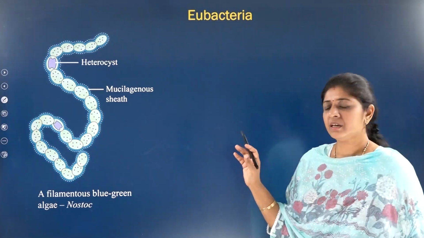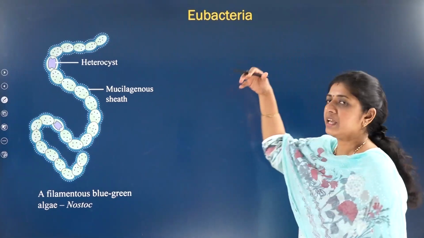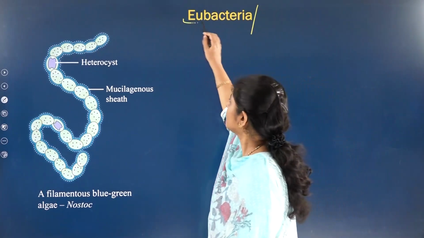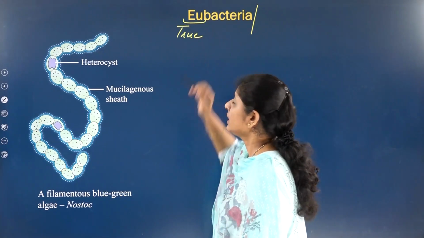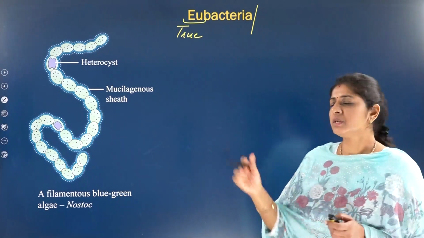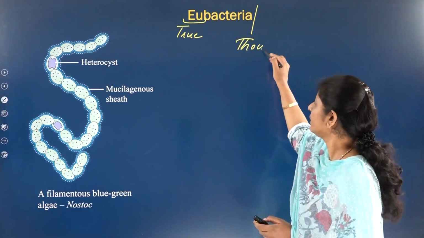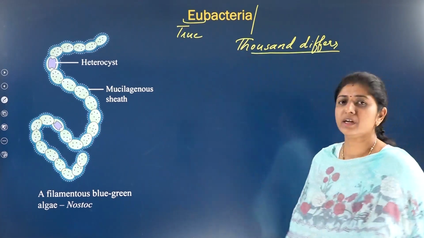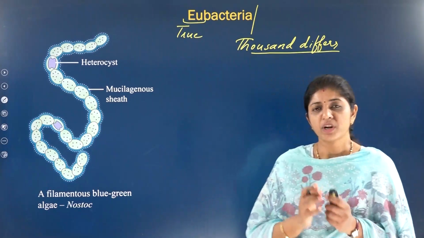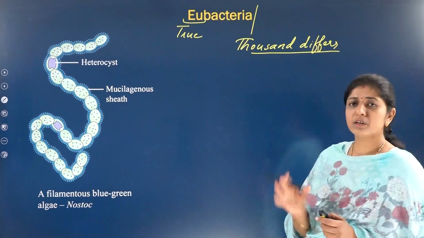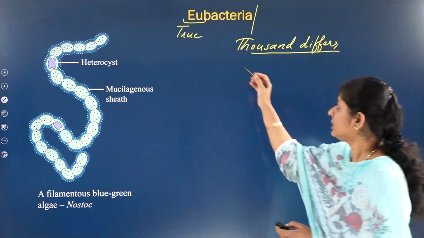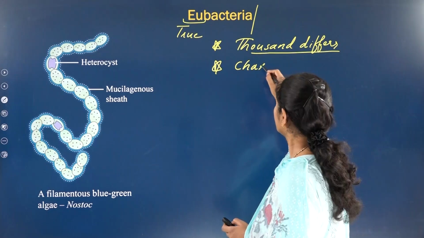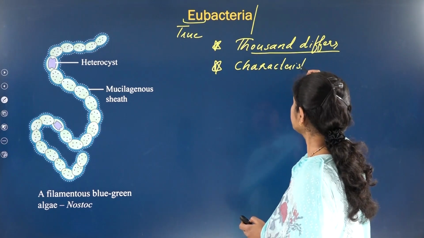For the EUBACTERIA, let's take its normal features, like generalized features. Why is the name given so? The U stands for true. This is the true bacteria which makes thousands of different types. Right? Means they are in a large number of different types. The monerans are mainly made up of this EUBACTERIA. And do remember, these EUBACTERIA will have some characteristic features.